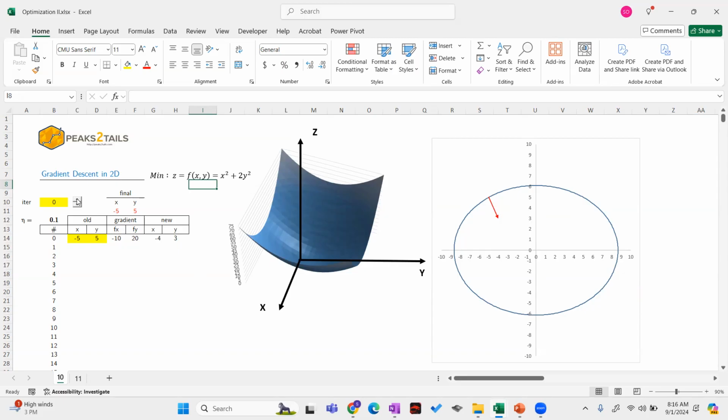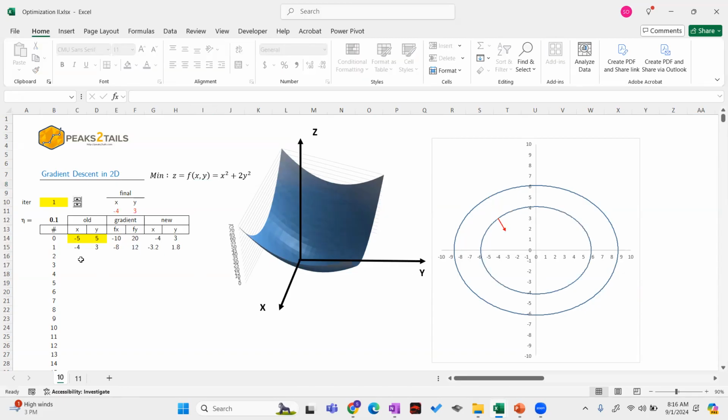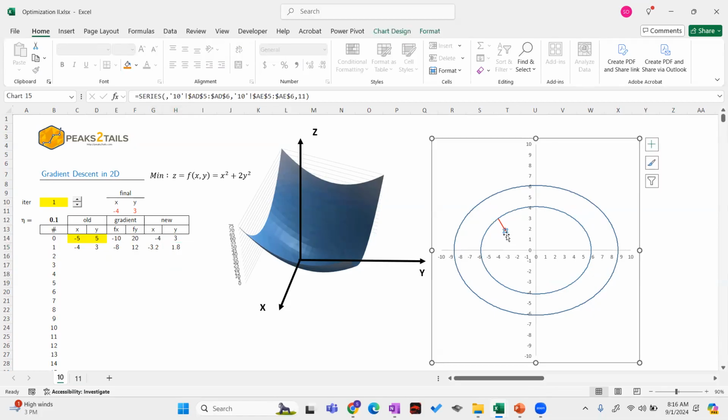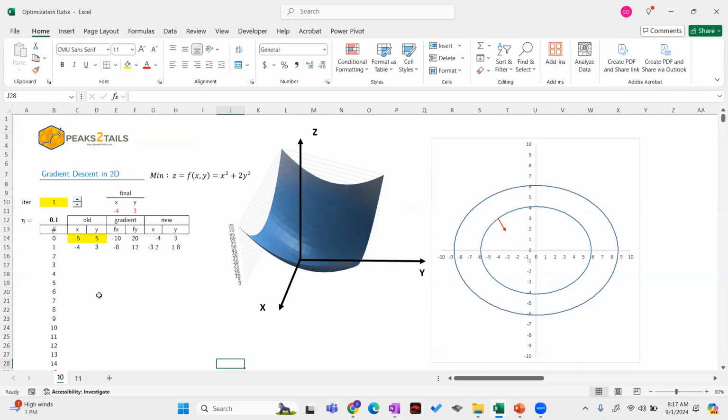Let's proceed. If I iterate again from -4, 3, calculate the gradient, update. It's a simultaneous update of x and y. We don't do it sequentially. We come down to -3.2 and 1.8, and that is the new level curve and that's the point. All right. You keep continuing doing that.